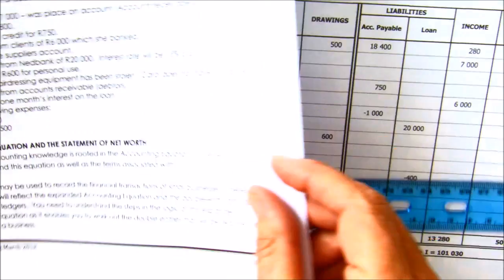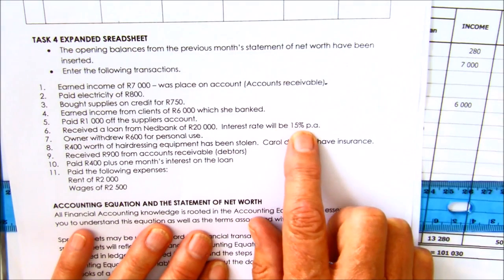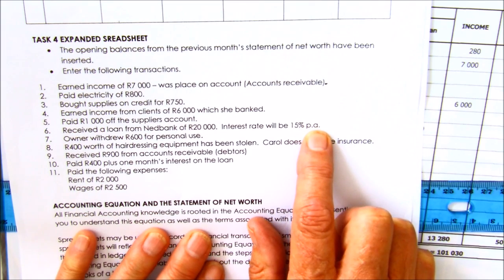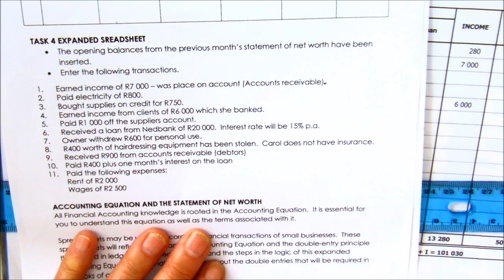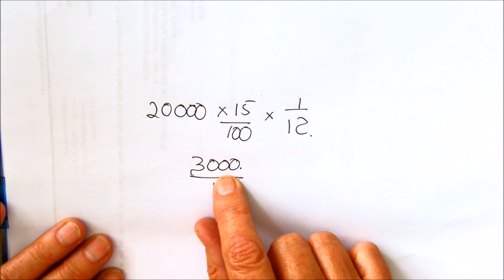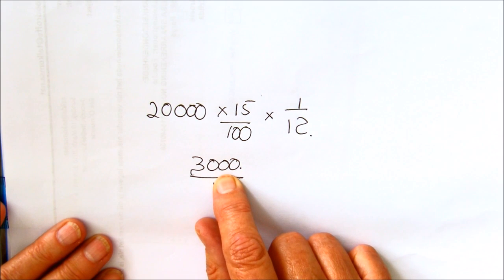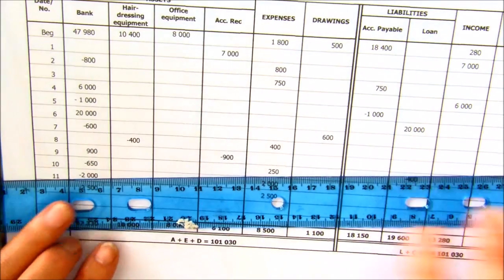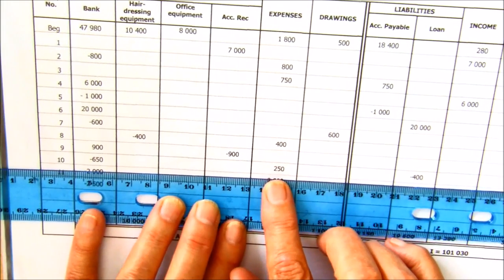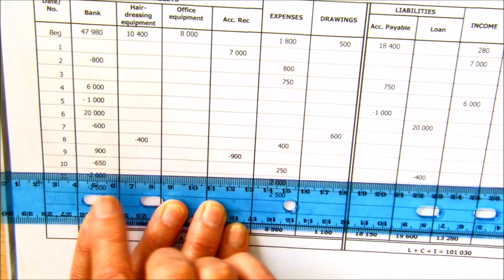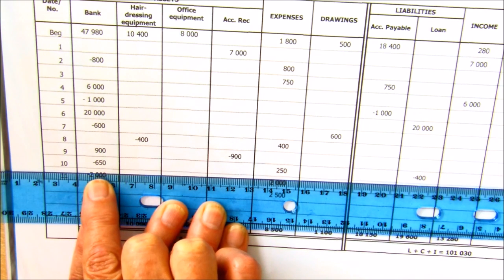Now remember, if you go back over here, it did say to us that the interest rate was 15% per annum. That's important. Per annum meaning a year. But you're not paying a year's interest, you're only paying 1 month. So we have to do a calculation. We borrow 20,000 at 15%, which is 3,000 Rand. But that's for a year, per annum. So we've got to divide it by 12. And that gives you an amount of 250. So your interest, your expense, is 250. That's the cost of borrowing. And you are therefore paying out an amount of 650 Rand.